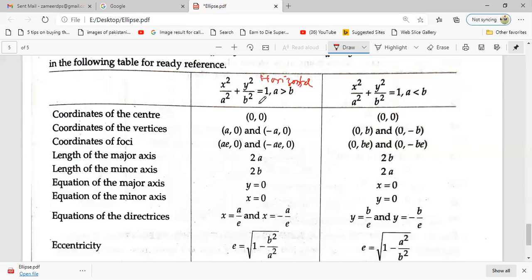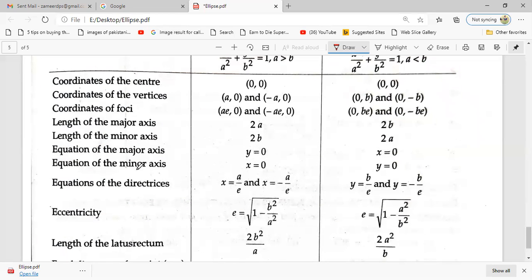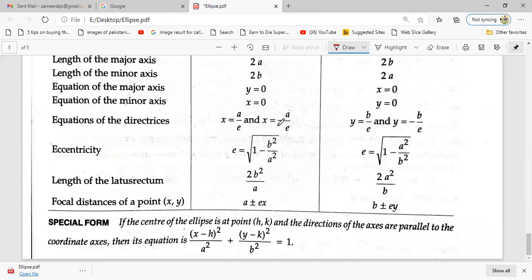In this ellipse, center is (0, 0) as we have seen. Coordinates of vertices are (a, 0) and (-a, 0). Coordinates of foci is this one, length of major axis, length of minor axis. Equation of the major axis, that is the x-axis, is y equal to 0. Equation of minor axis is x equal to 0. Equations of directrix are x equal to plus minus a upon e.